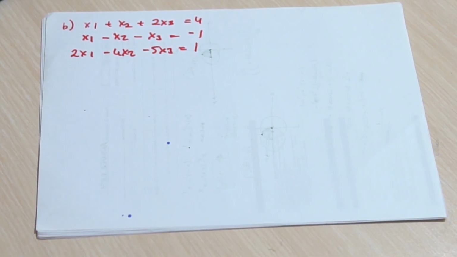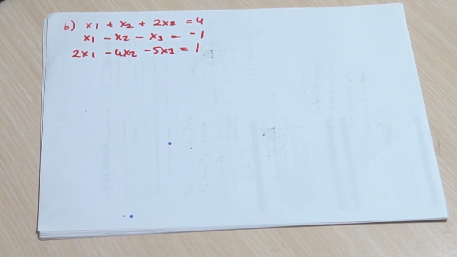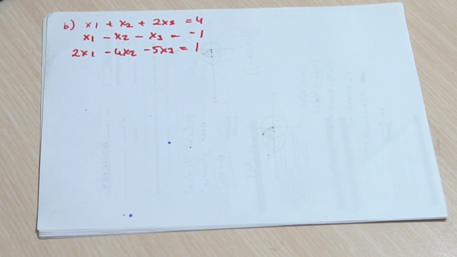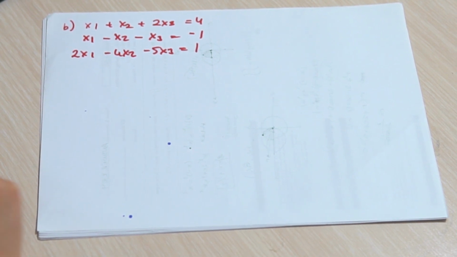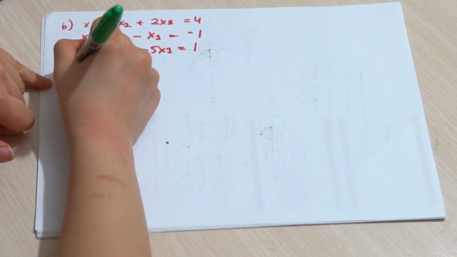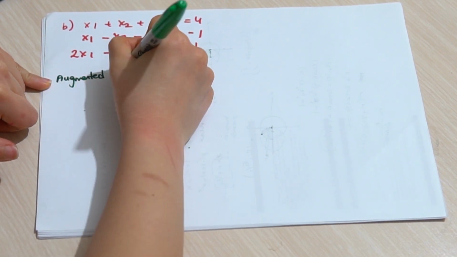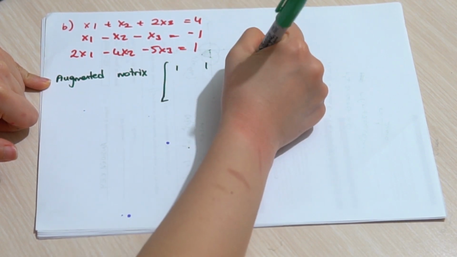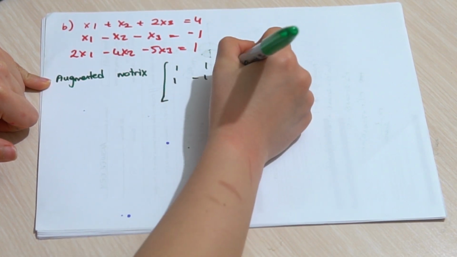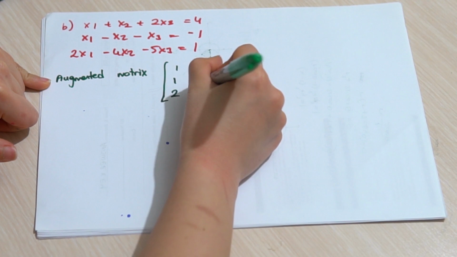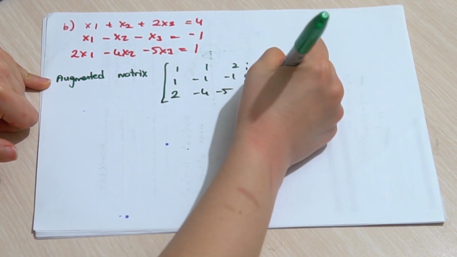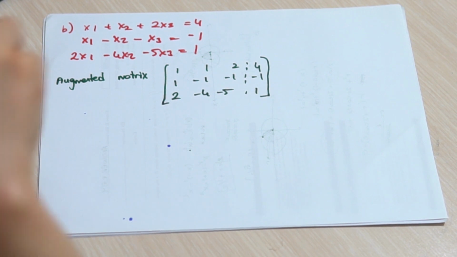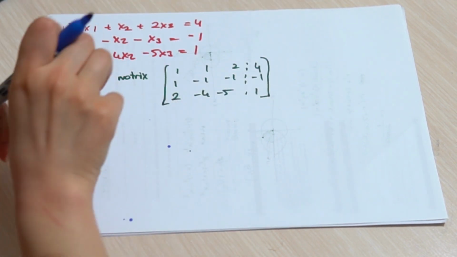The system of part B is x1 plus x2 plus 2x3 is equal to 4, x1 minus x2 minus x3 is equal to minus 1, 2x1 minus 4x2 minus 5x3 is equal to 1. Let's write the augmented matrix first. It will be 1, 1, 2, 4; 1, minus 1, minus 1, minus 1; 2, minus 4, minus 5, 1. Let's solve this one. Let's make this matrix into row echelon form.